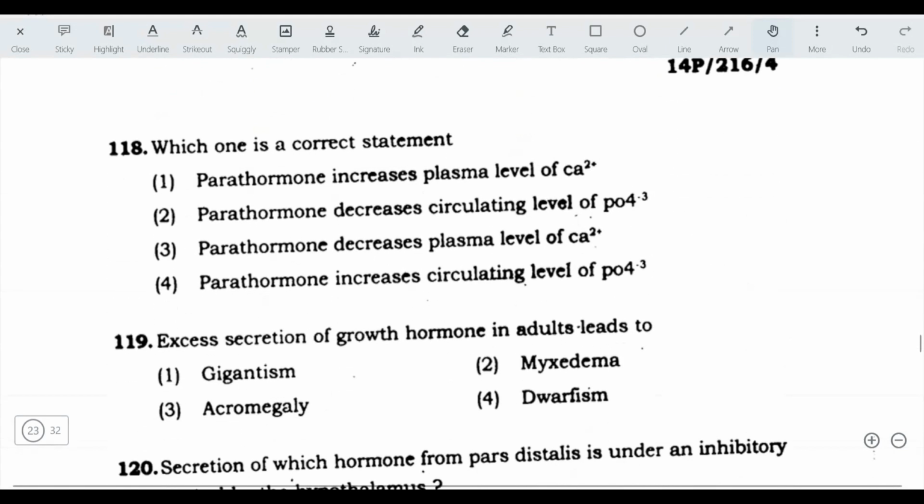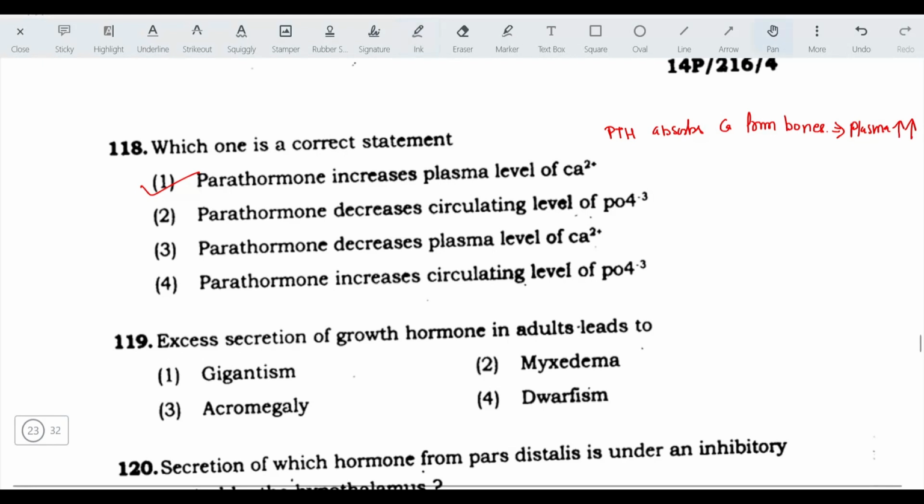Next, which one is a correct statement? The answer here is the first, parathormone increases the plasma level of calcium. Yes, it is correct. As by parathormone PTH, calcium is absorbed from bones and so its level in plasma will increase. It is antagonistic to calcitonin.